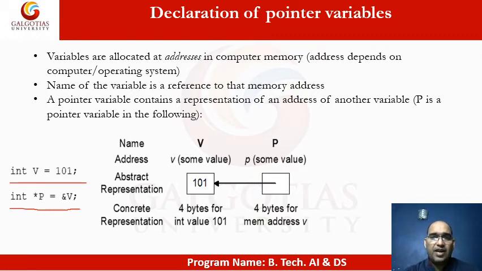So names v and p. v is some variable and p is some special variable, that is a pointer variable. So in the abstract representation, v contains a value that is 101 and p contains a value which is nothing but the address of this v variable, right? And what is the concrete representation? Integer takes 4 bytes for int, that is the value 101, and pointers take 4 bytes for the memory address of v, right? This value can vary from operating system to operating system and computer to computer, right?